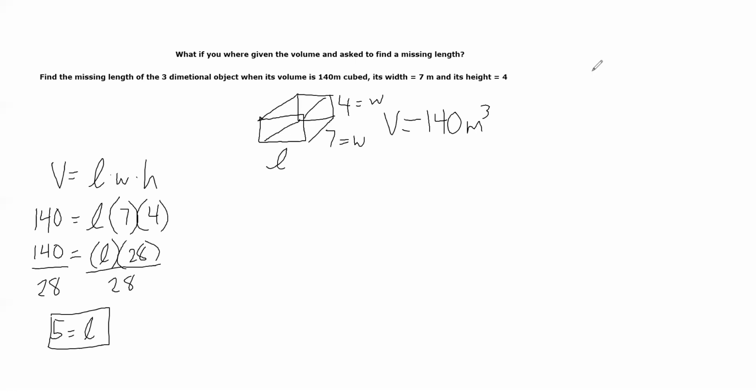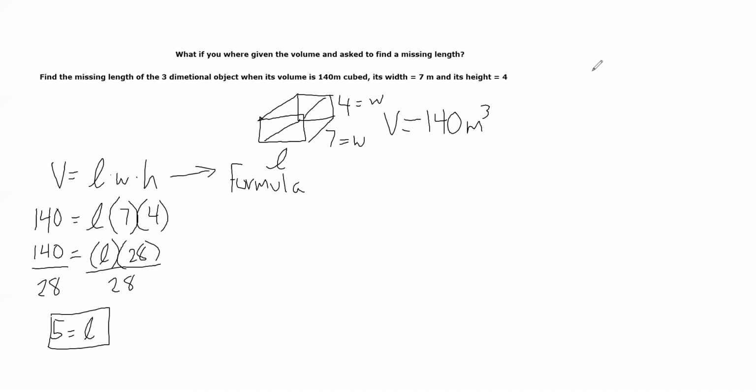So let's read what the problem says. Find the missing length of a 3-dimensional object when its volume is 140 meters cubed, its width is 7 meters, and its height is 4. I know I just put 4, but I was supposed to put 4 meters. What are you going to do? Well, step 1 is always the formula. Even though I'm given my volume, that's not what they're asking. The problem is asking, can you find the missing length? In other words, I want to know the length. What's L? I already know what the volume is.